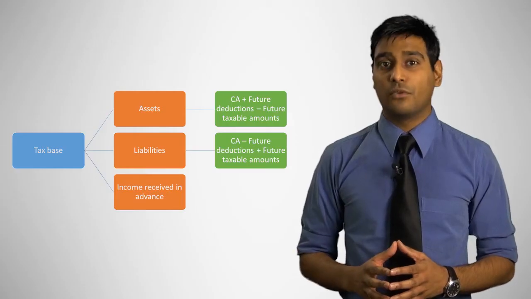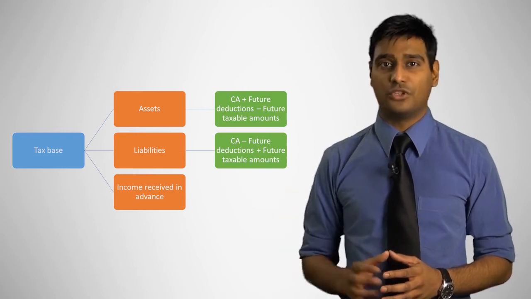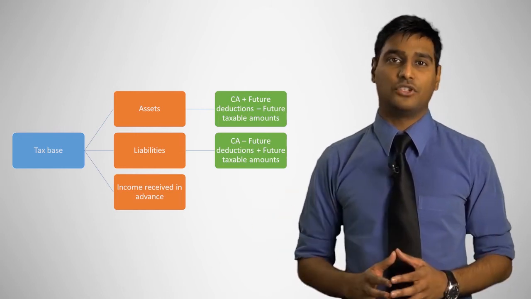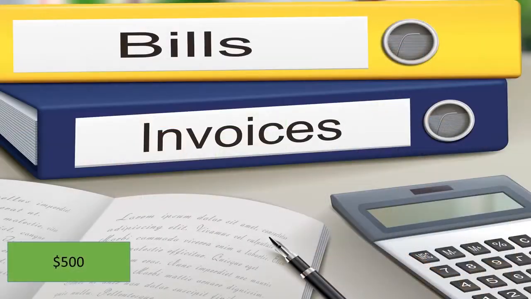The tax base for liabilities is calculated as the carrying amount minus future deductions plus future taxable amounts. It is the exact opposite of assets. Consider an accounts payable balance of $500. Accounts payable are deductible when they are settled. What will be the tax base for accounts payable?